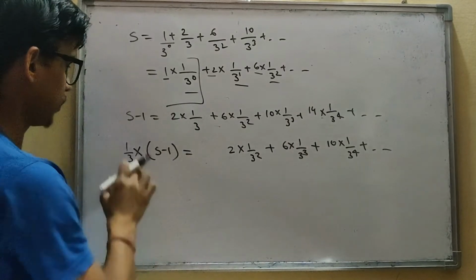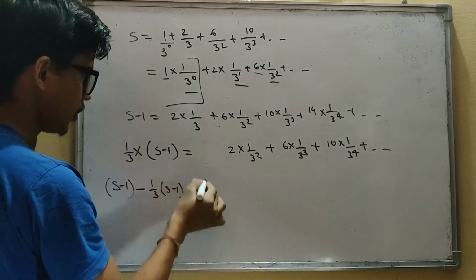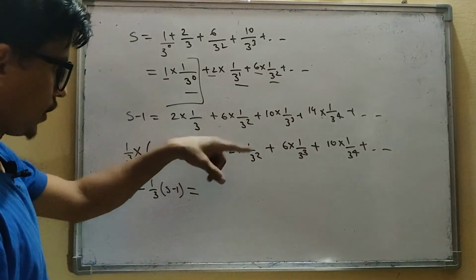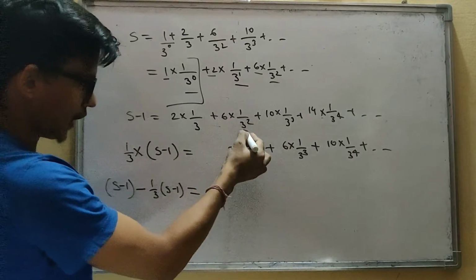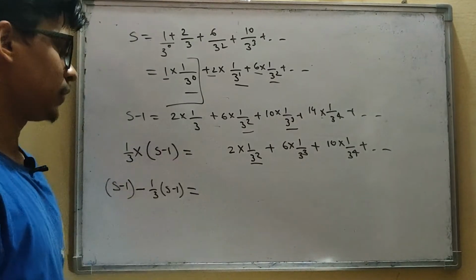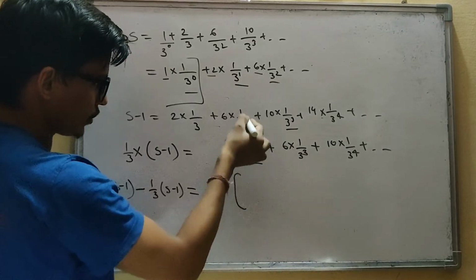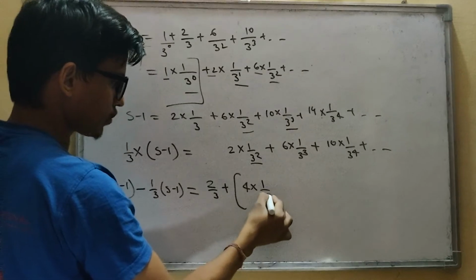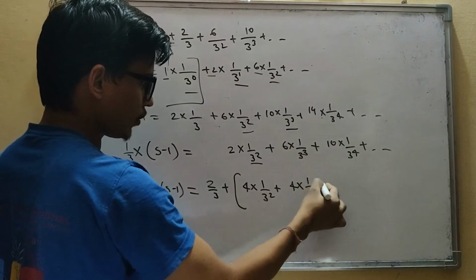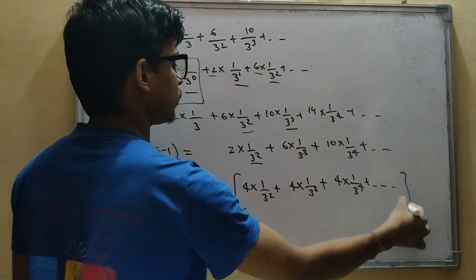Now subtract this minus this, so s minus 1 minus 1 upon 3 times of s minus 1. There is nothing to subtract. One thing you have to notice is how I have written it: like terms below like terms. This will be an easy way to solve this, or to avoid confusion basically. So 2 upon 3, now subtract these two, 6 minus 2, 4, so 4 into 1 upon 3 square. For this, 10 minus 6, 4, so 4 into 1 upon 3 cube. For 14 minus 10, 4 into 1 upon 3 to the power 4, and so on. This will go till infinity.